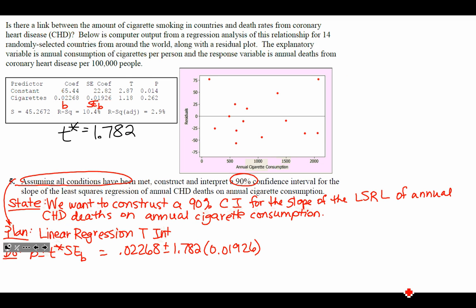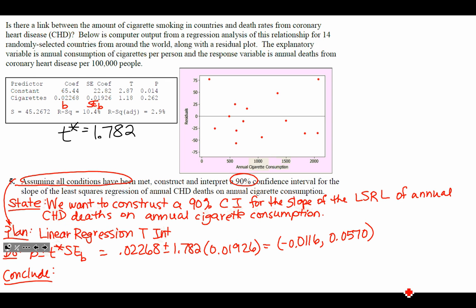And so when you calculate this, you get negative 0.0116 to 0.0570. So then we would conclude we are 90% confident that the interval from negative 0.0116 to 0.0570 captures the actual slope of the population regression line relating annual deaths by CHD per 100,000 people to annual cigarette consumption per person in all countries.